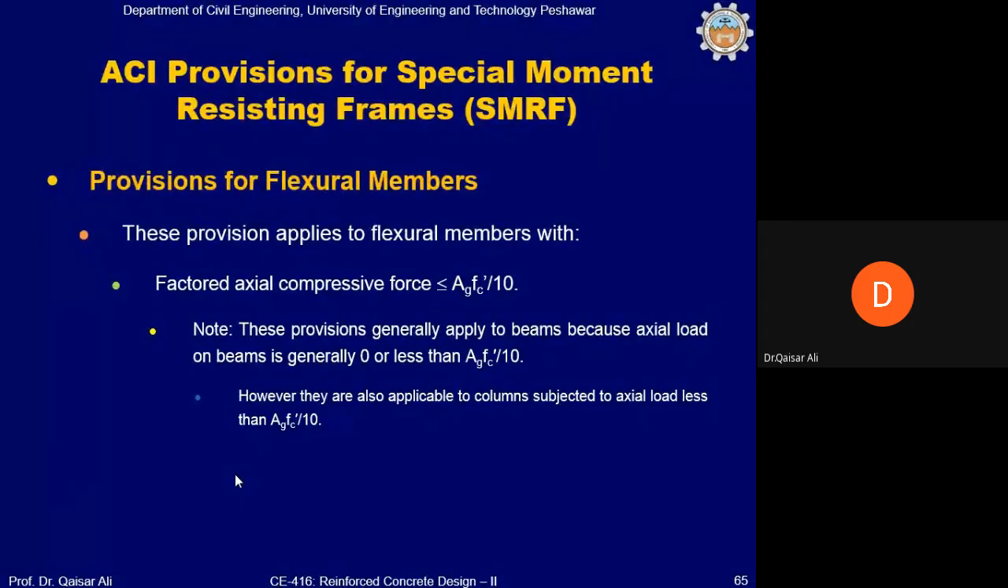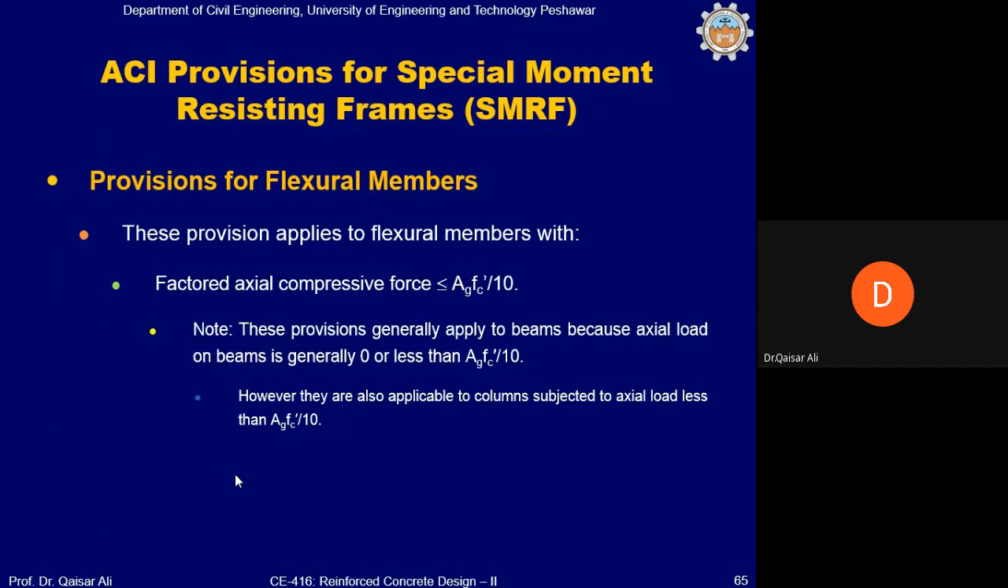Okay, these special moment resisting provisions for beams are only for those beams which are part of the special moment resisting frame. All those beams, all those flexure members which are part of a special moment resisting frame, and you have used in your analysis an R factor of 8.5, these provisions must be fulfilled, and only then the structure can be called a special moment resisting frame, and it will be efficient in energy dissipation.